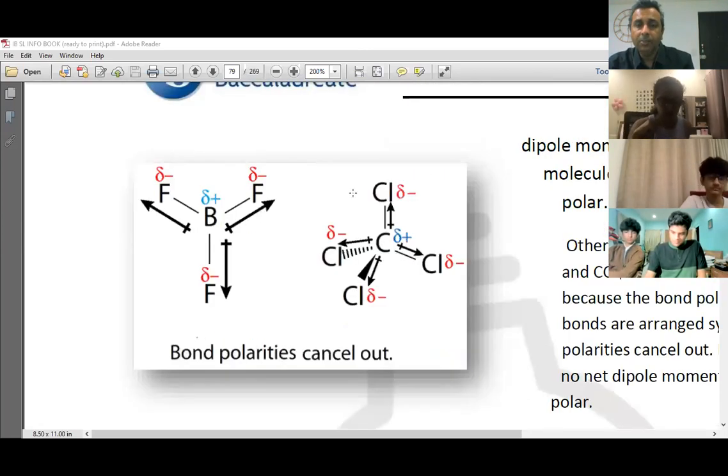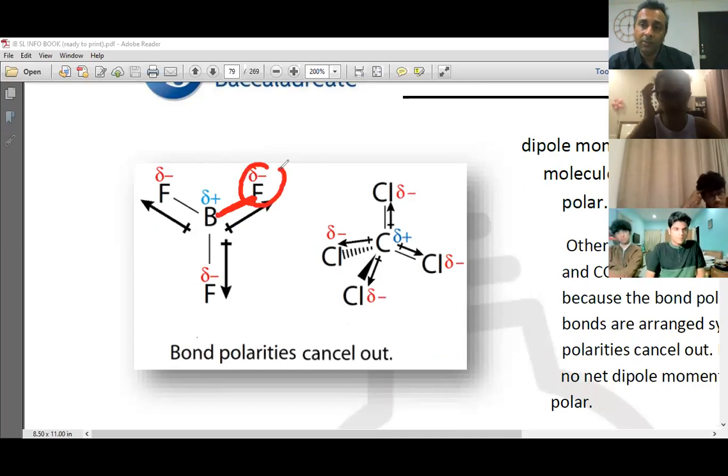We take another example, BF3. The B-F bond is definitely very polar, because fluorine is very electronegative and boron is much less electronegative. So this bond is polar, this bond is also polar, and this bond is also polar. All three bonds are polar.